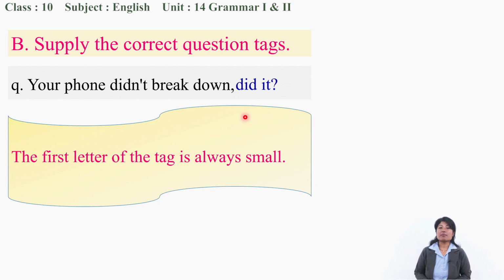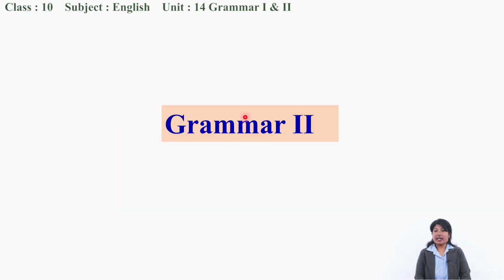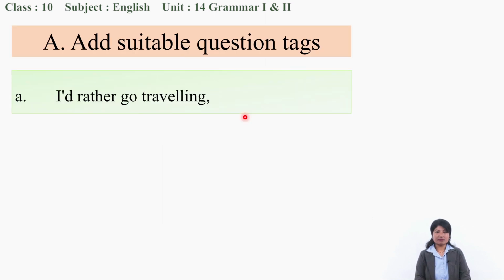Now let's move to Grammar II. What is there in Grammar II? Let's see. Okay, again add suitable question tags. I think you must be very confident now to add tags. Now let's continue doing the same similar exercise. So here we have the statement "I'd rather go traveling." So what is this I'd? Would, had, what is it? Yes, I would rather. That's why wouldn't I? I would rather. This is would. That's why wouldn't I?